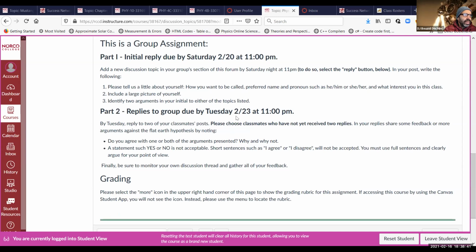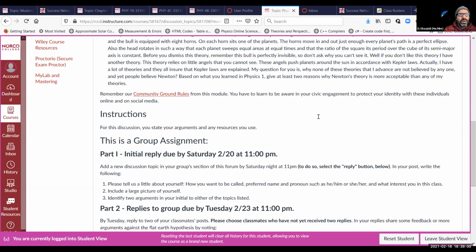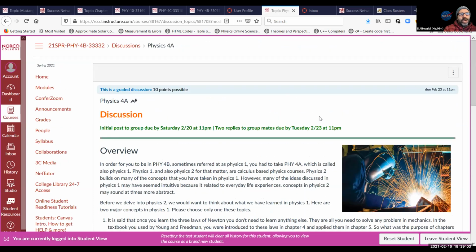Then by next Tuesday, you will have to reply to 2 of your peers, okay? Pick 2, hopefully, that nobody replied to. And then again, if you agree with their point or don't agree, make an argument for it. The word agree or don't agree by itself does not stand for much, okay? So I really need to see a discussion going on. This is just to get us going.